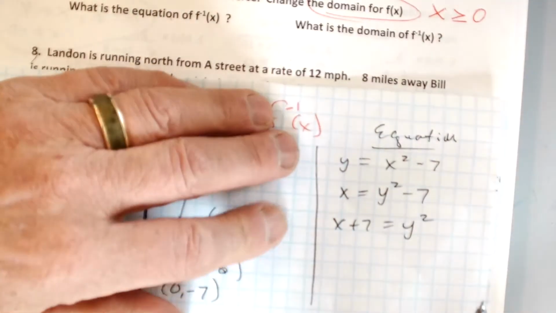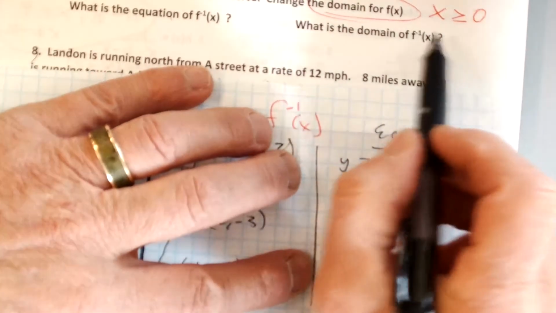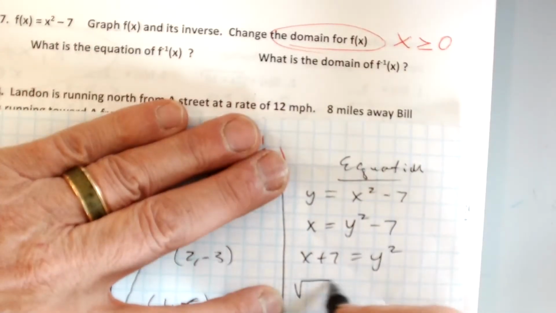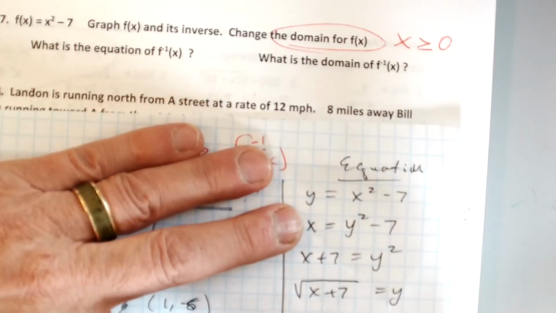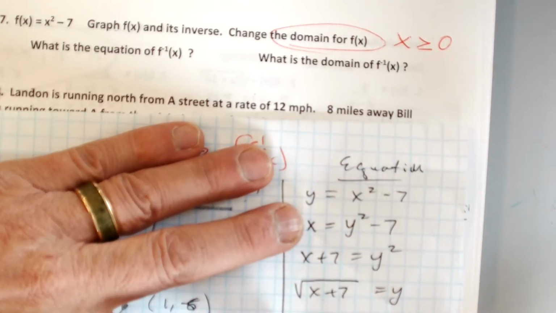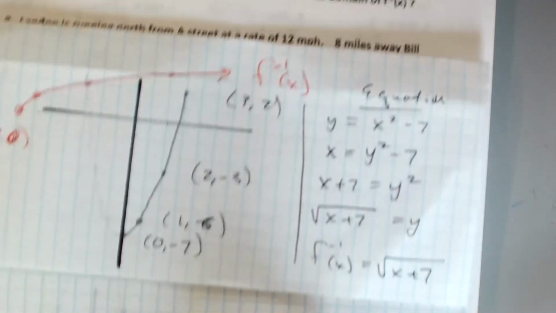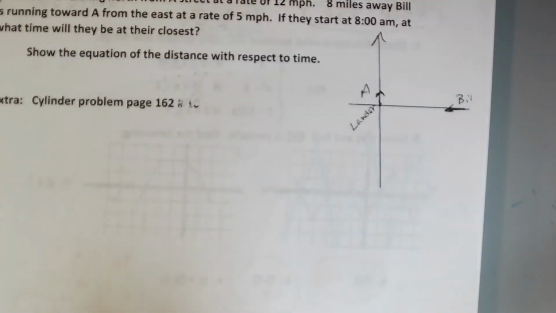Okay, square root, but I only want the positive square root, not plus or negative, because I changed my domain. So I'm going to have the square root of x plus 7 is equal to y. I'm going to call that f inverse, because that is my inverse equation. There we go. All right, there's my inverse equation. Got it, I'm cruising. Okay, now let's look at number 8.